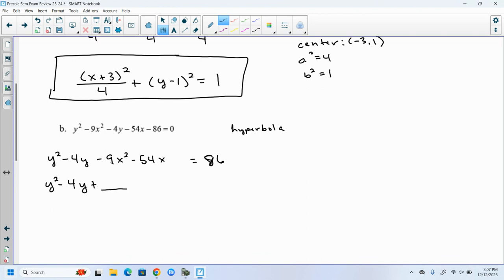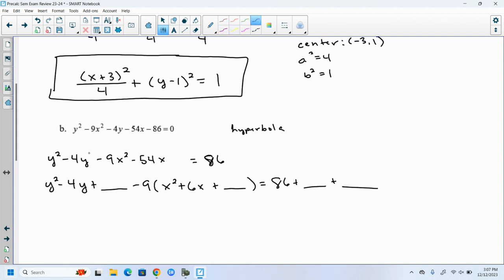I'm going to put a spot there. Factor out a negative 9. Divide that by negative 9 as well. We get plus 6x. And I'm going to counter this on the other side.